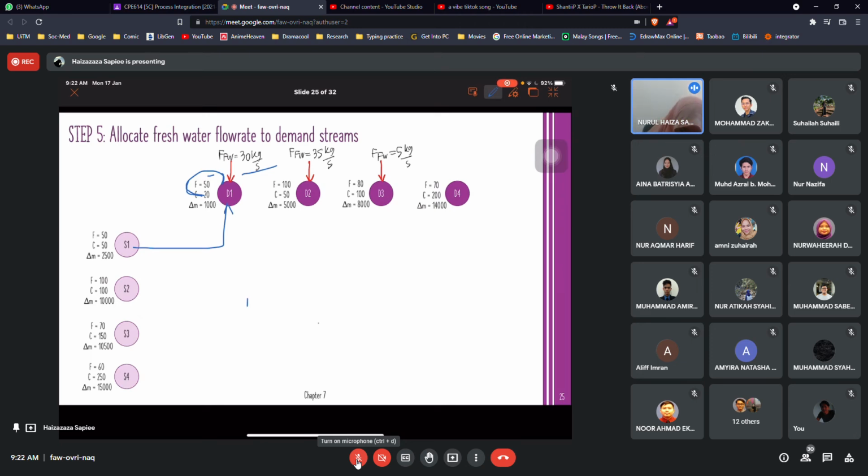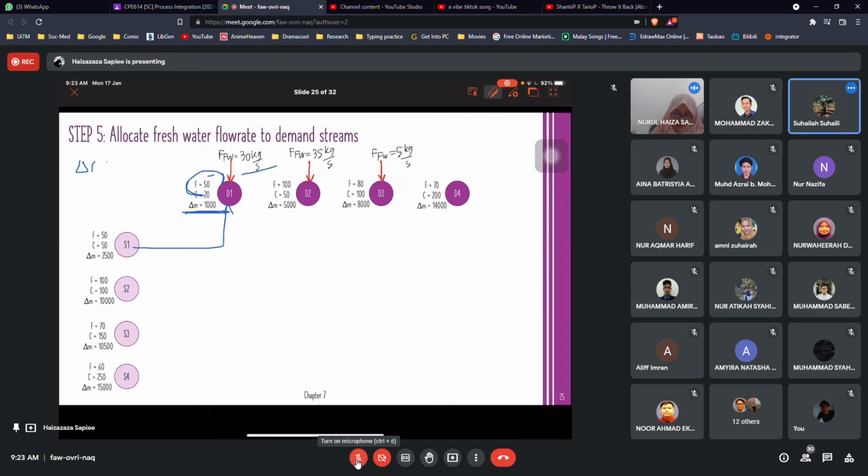So remember delta M equals F delta C. Now we know the delta C limit is 1000. So from the limit, we can calculate how much flow rate can actually be supplied. Or the other way around, you can also calculate how much impurity there is. So what you do is you take that 1000 and divide it by your concentration here. So 1000 divided by 50? 20.